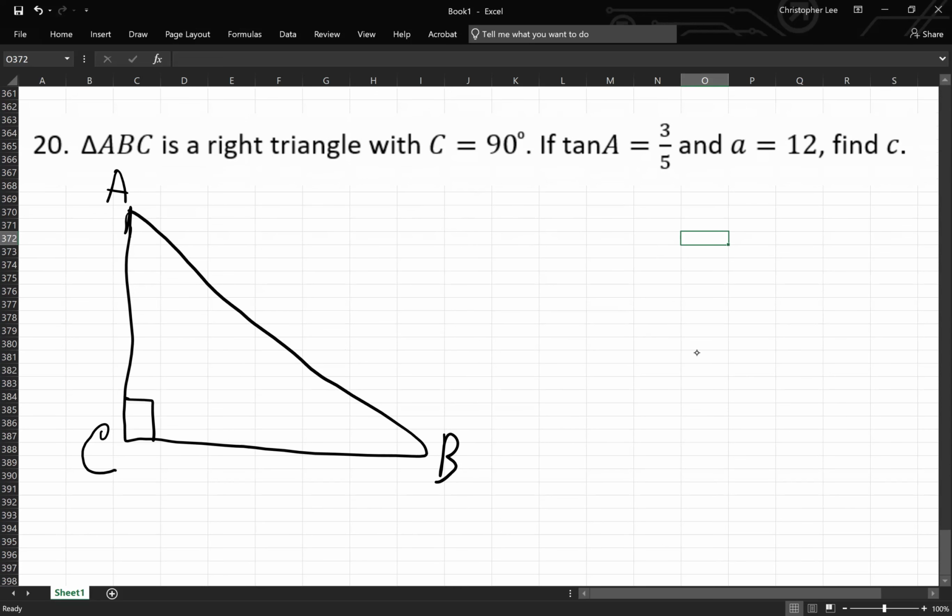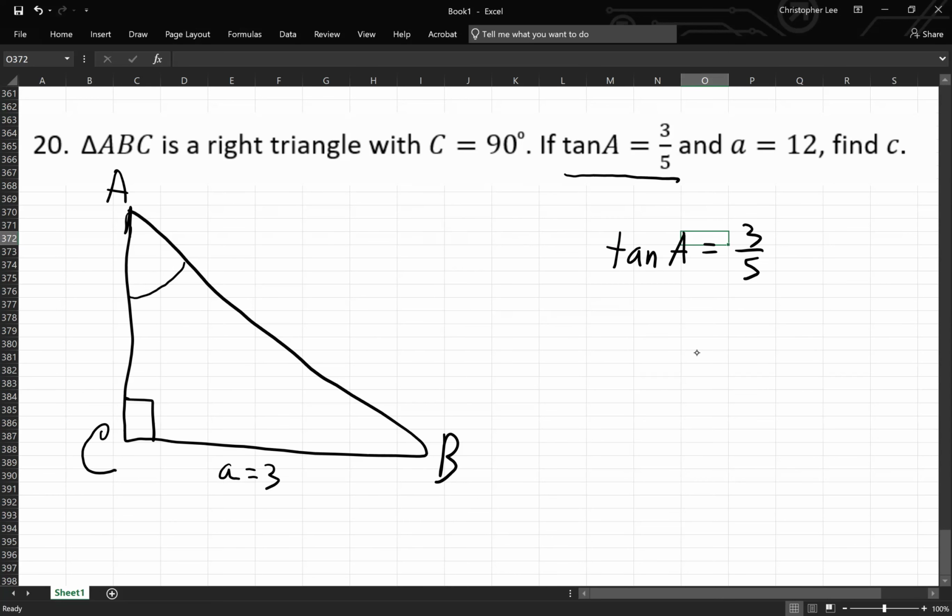Tangent of A is 3/5. So tan of A equals 3/5. Let's talk about this hypothetically. So tan of this angle A is 3/5. Remind me what tan is. Tan is what over what? Opposite over adjacent, right? So opposite my angle A, that's going to be my 3. So A is equal to 3.